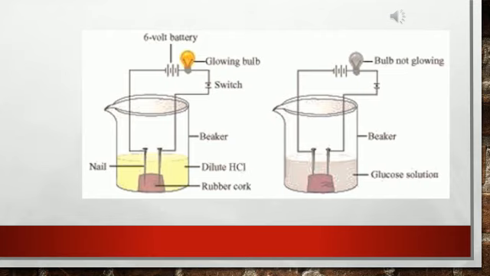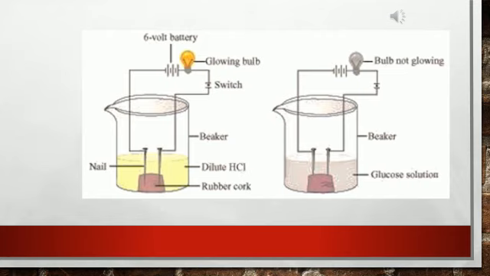You can see it very clearly in the diagram. Now connect the nails to the two terminals of a 6-volt battery. You can see a 6-volt battery is mentioned here, through a switch and a bulb. A switch and a bulb that will indicate that when the switch is closed, the electricity will be flowing and the bulb will start glowing.